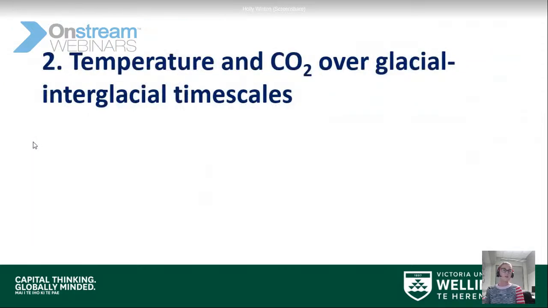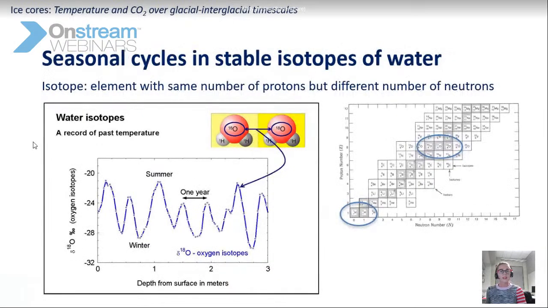Okay, so now I'm going to talk about temperature and CO2 over glacial-interglacial time periods. This is probably the most key information that has come out of our ice core records. So how do we get our temperature from Antarctic ice? We use these stable isotopes of water, and we are interested in looking at those isotopes and the ratio between them, as that can tell us how temperature has changed in the past.